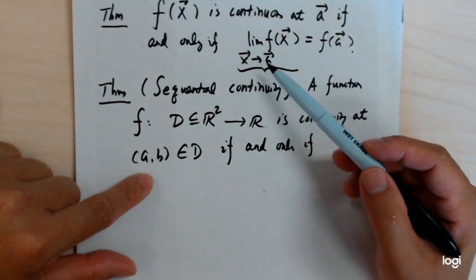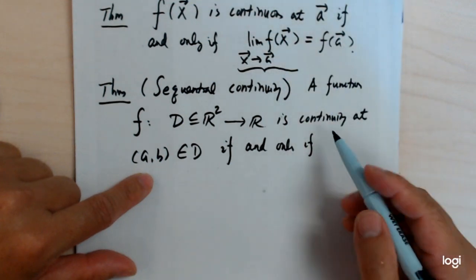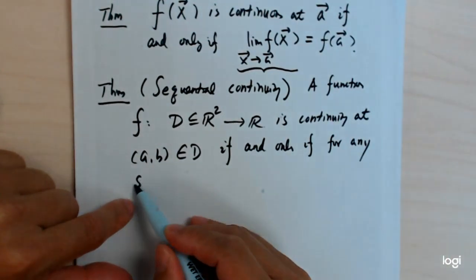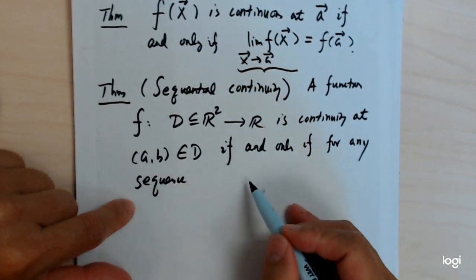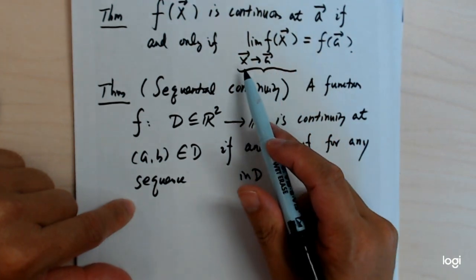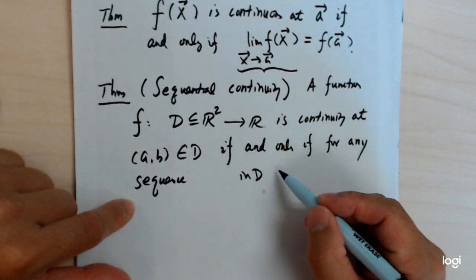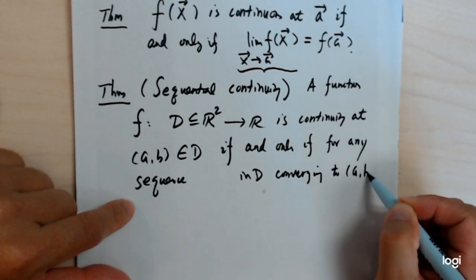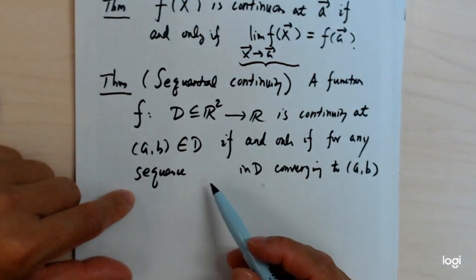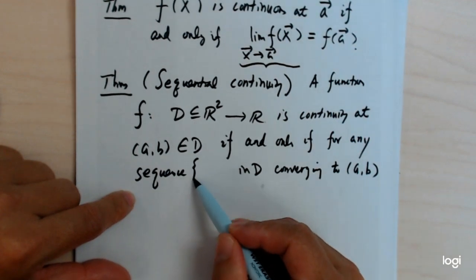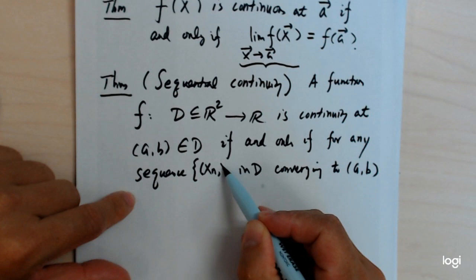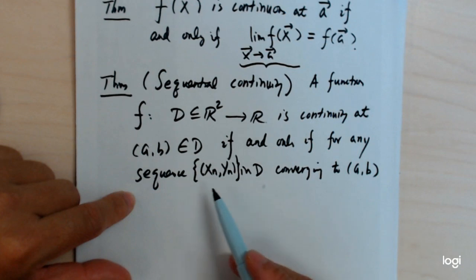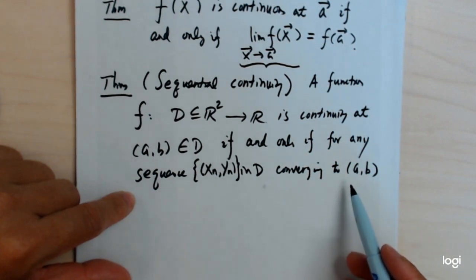But the meaning of this limit means this. For any sequence in D that goes to a, that is, for any sequence convergent to that point, and that sequence is denoted by a pair of x coordinates and y coordinates. So this is a sequence in D that converges to the point (a, b).